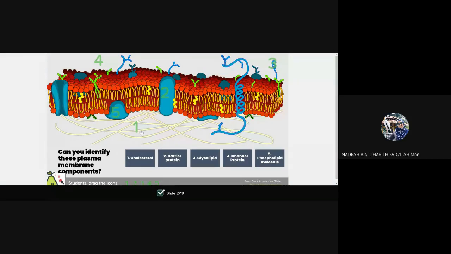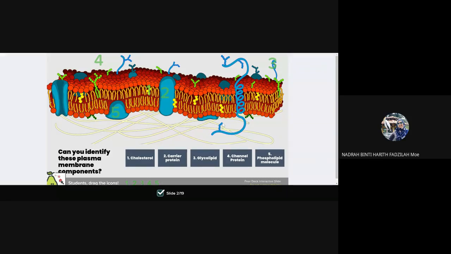So number 1 is cholesterol. Cholesterol is any yellow hexagon that you see here. If you want to label here, you can; this is also cholesterol, here is also cholesterol, here is also cholesterol. So there are 1, 2, 3, 4, 5, 6 cholesterols here. So any 6 cholesterols that you label are correct. Let me see. Okay, everyone's cholesterol labeling is correct, good.